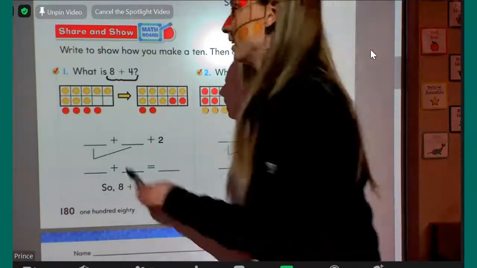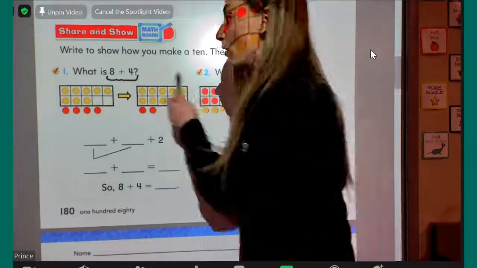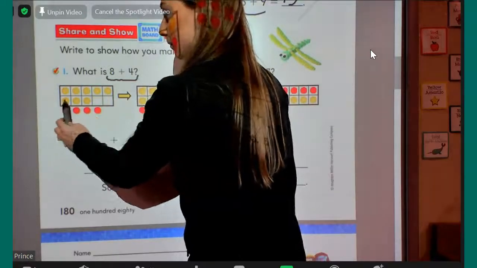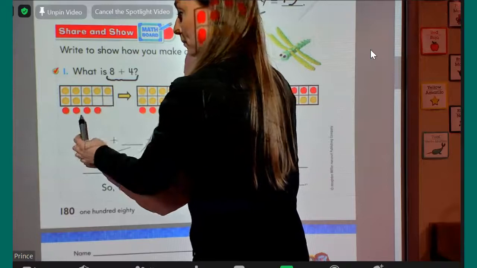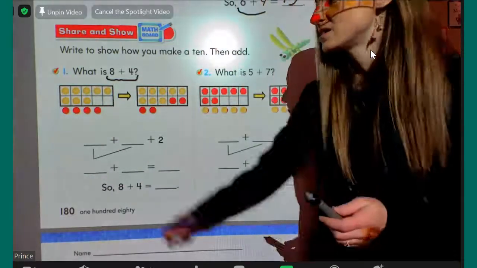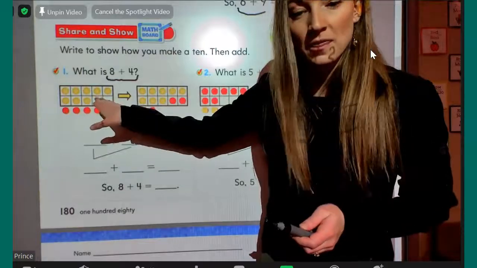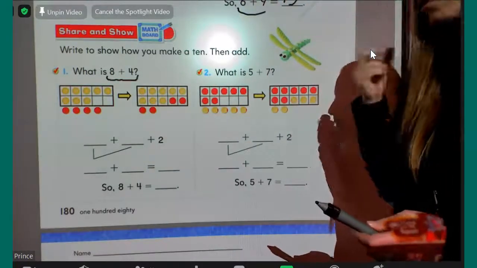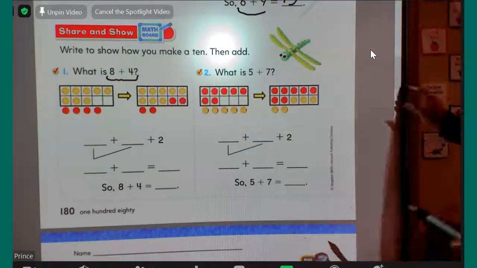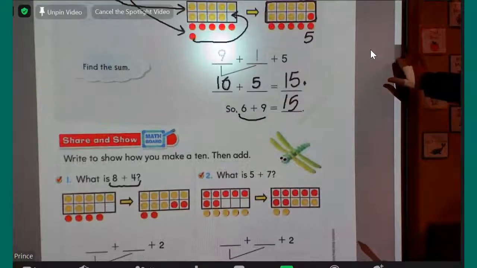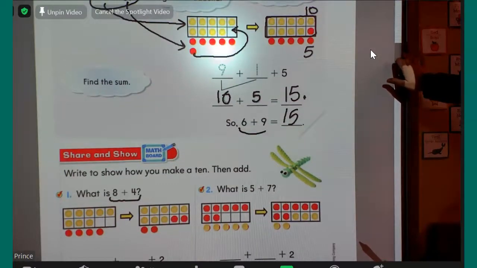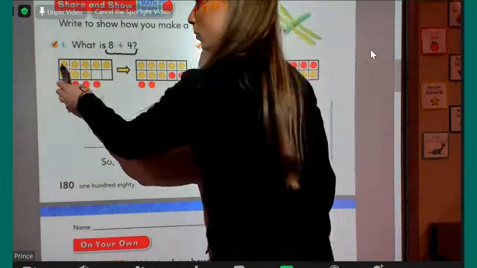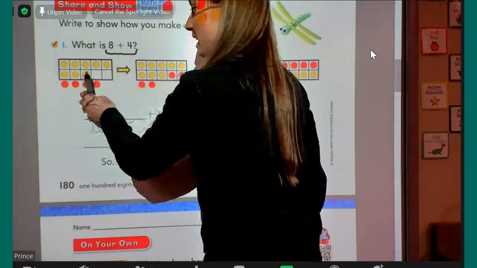Okay, thank you. We're starting with 8 plus 4, and I want you to see where the 8 is and the 4. 8 yellow, 4 red. Our job is to take some of the red ones and put them in the 10 frame so that the 10 frame is full. Okay? So what we're going to do, take a look back up here. We're going to keep the 8 yellow. 1, 2, 3, 4, 5, 6, 7, 8.